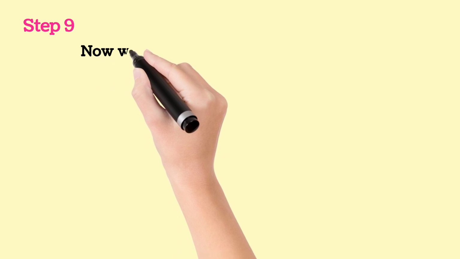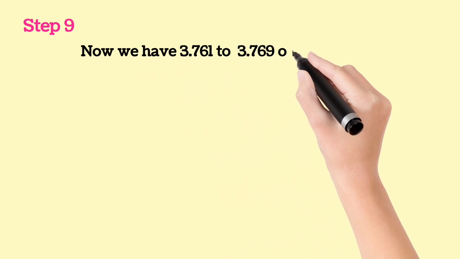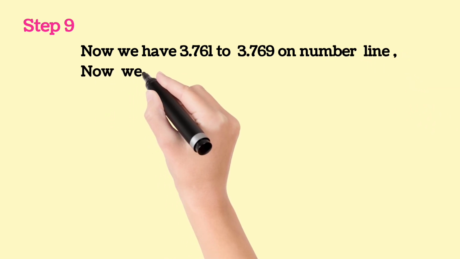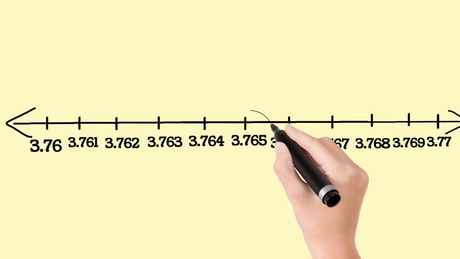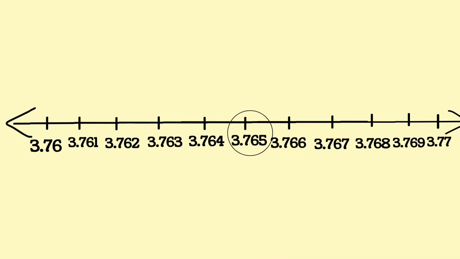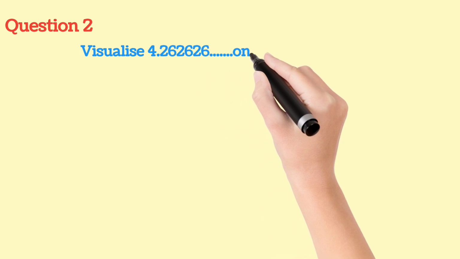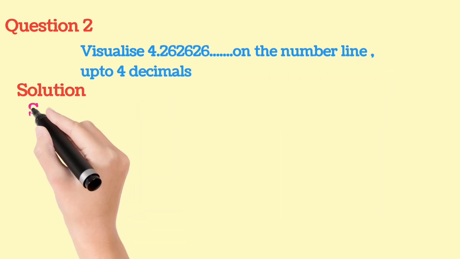Step 9: now we have 3.761 to 3.769 on the number line. Now we mark 3.765 on the drawn number line. 3.765 is marked with a circle. Now question 2: visualize 4.262626 on the number line up to 4 decimal places.